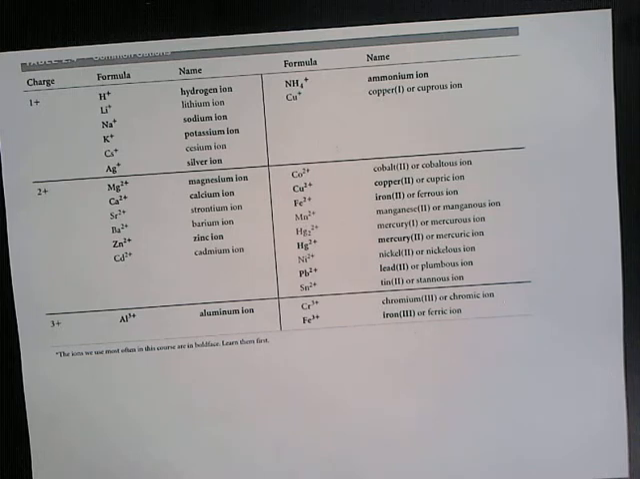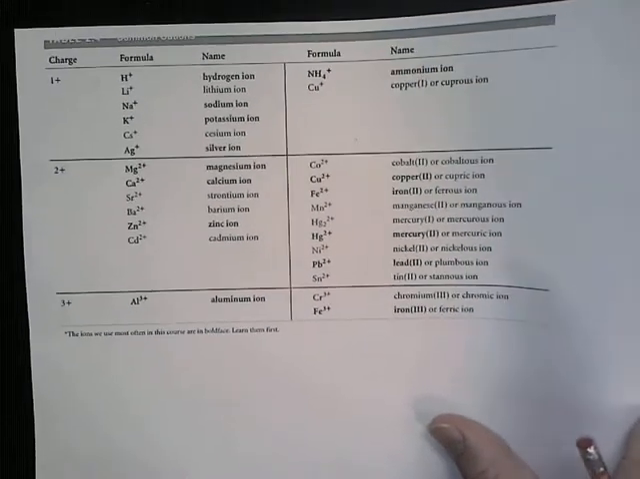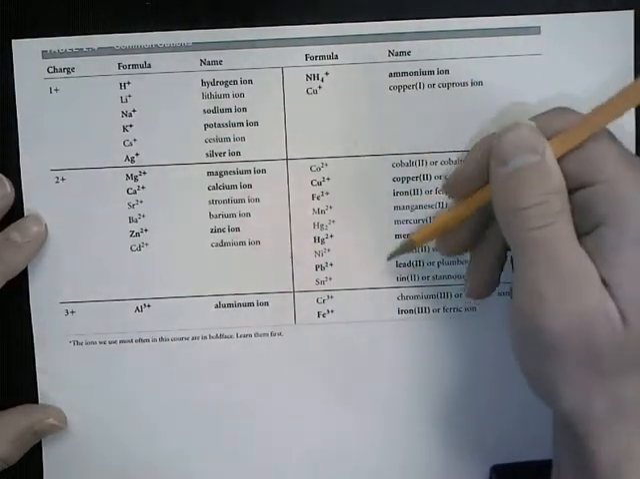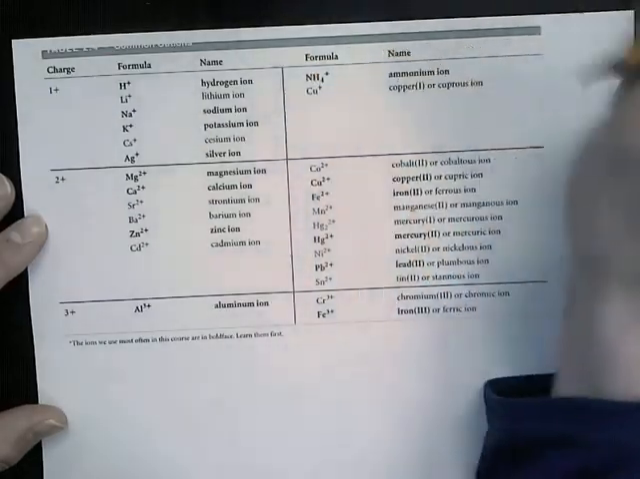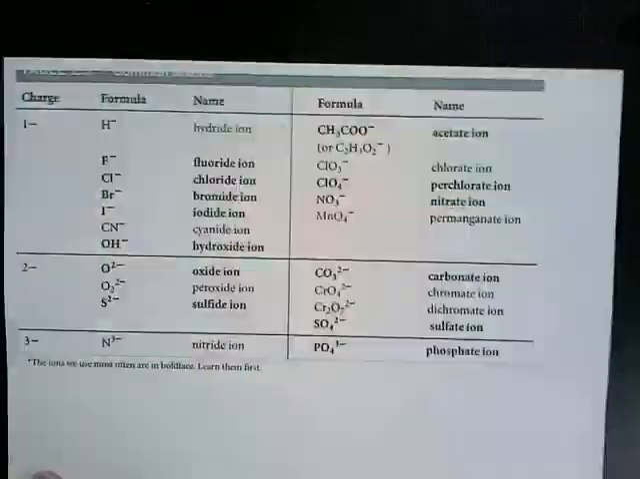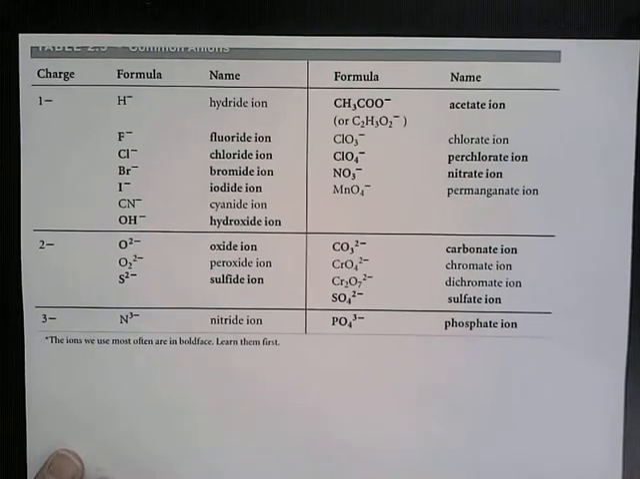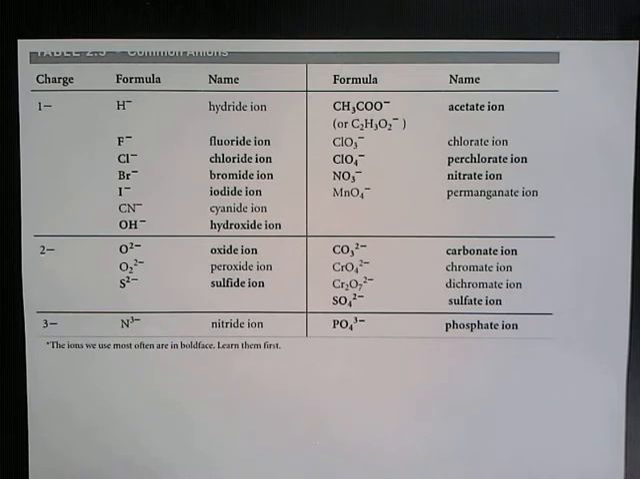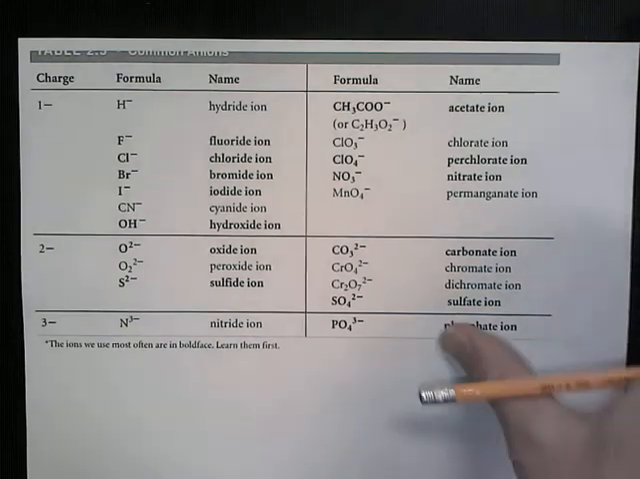Positive cations and negative anions. So again, you need to memorize, you need to have an idea of these plus and minus charges. Notice here that our only polyatomic ion that we really deal with is ammonium. Over here on the anion side, we have a lot more polyatomic ions. This is where we get some difficulties when we name or write the formulas for each compound. Keep these handy, but these do need to be memorized.